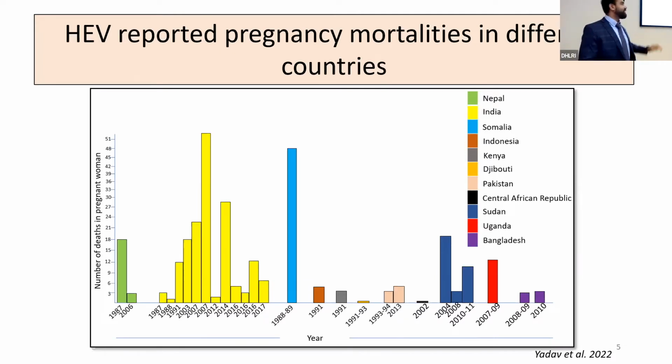One more reason for that, this graph is showing you the number of the pregnant population having the mortality. The strains that get transmitted from meat and blood products do not cause pregnancy mortality. Only the strains that get transmitted through contaminated water produce pregnancy mortality. So from here you can think, oh, that means there is a viral factor playing a role as well.